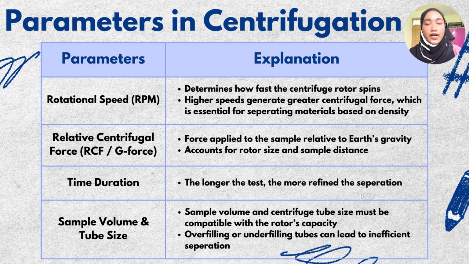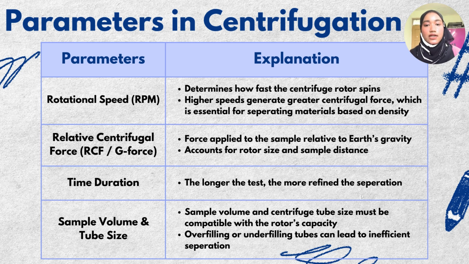The next part is parameters in centrifugation. There are several parameters in centrifugation that need to be considered in order to get a good result. The first one is rotational speed, which is measured in revolutions per minute. It determines how fast the centrifuge rotor spins. Higher speeds will generate greater centrifugal force, which is essential for separating materials based on density.